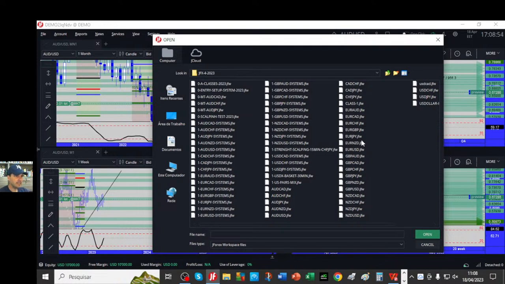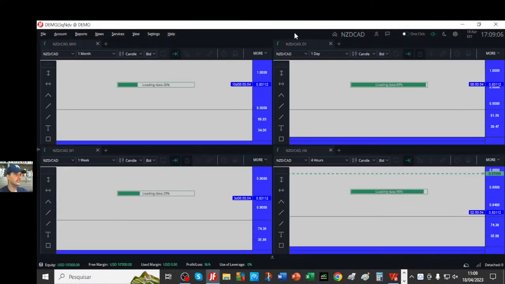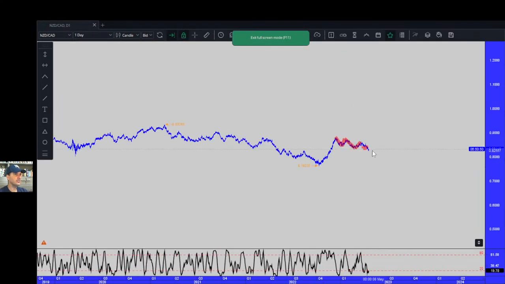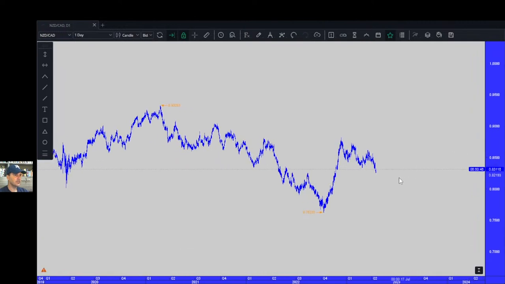All right, Canada, let me think about NZD CAD, right? All right, NZD CAD, why not? NZD CAD trading Japanese candlesticks, bearish candlestick formations in a downtrend. Give me a second, everybody.